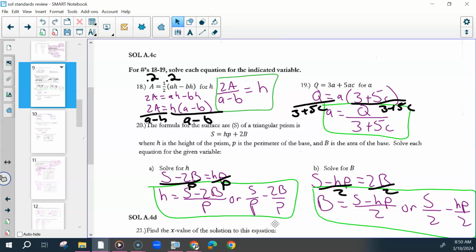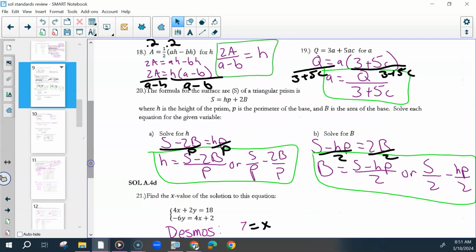It has a bunch of things, what each variable represents, but we just need to know the formula. S equals HP plus 2B. And then in part A, we are solving for H, so subtract both sides by 2B and divide everything by P. And then in part B, we're solving for B, so subtract HP and divide everything by 2.